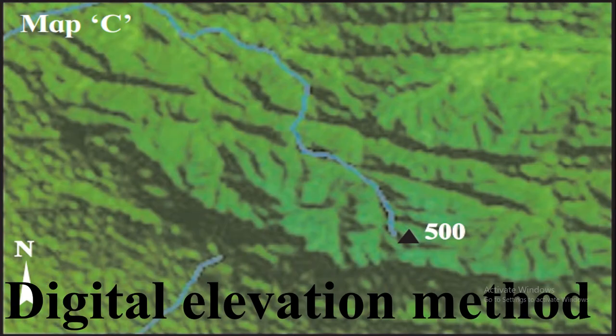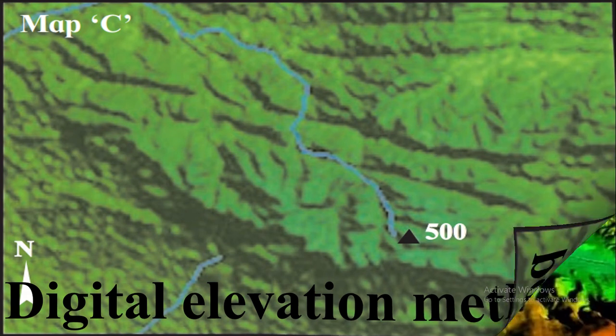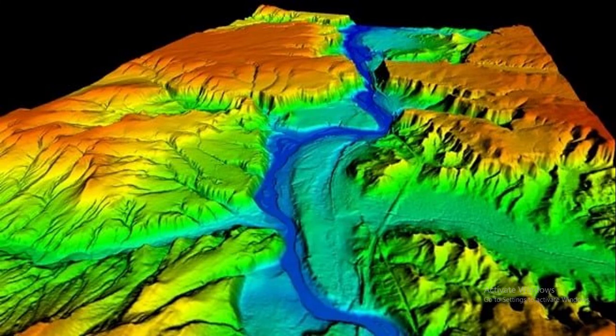Let us see the next method, that is the digital elevation model. This is the most modern method, which we use currently. In this method, the information obtained from man-made satellites, which are in space, is used to draw the maps. In the picture, you can see we get a kind of 3D image in this method.